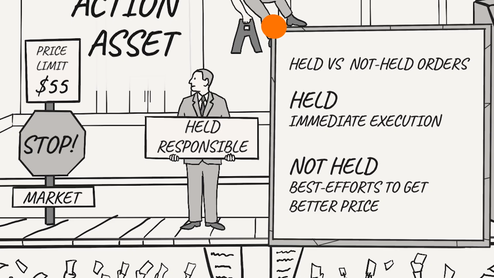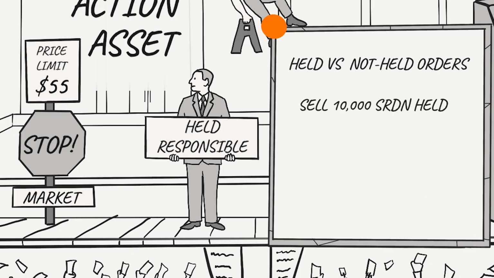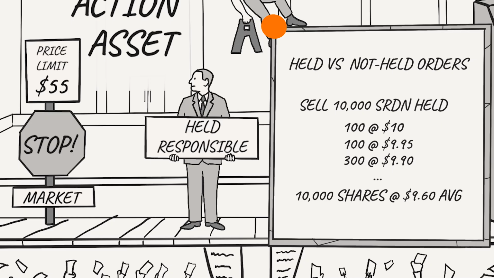Here's how it works in practice. You place an order: sell 10,000 SRDN held. That defaults to a market order because you didn't specify a limit or a stop price. The stock is thinly traded. You sell the first 100 shares at $10, the next 100 shares at $9.95, then 300 at $9.90, and so on. You end up selling the 10,000 shares at an average price of $9.60 just because there weren't that many buyers willing to buy any higher.